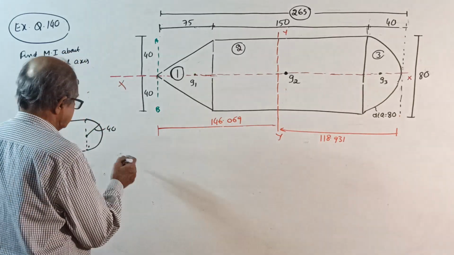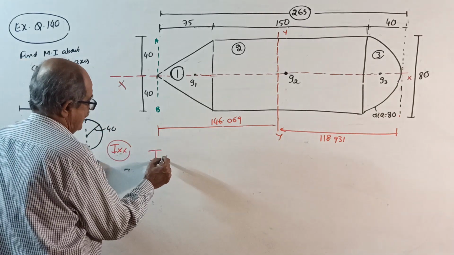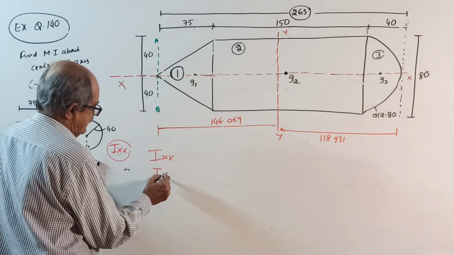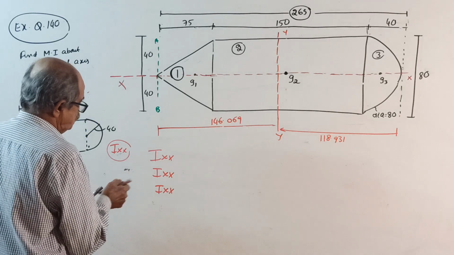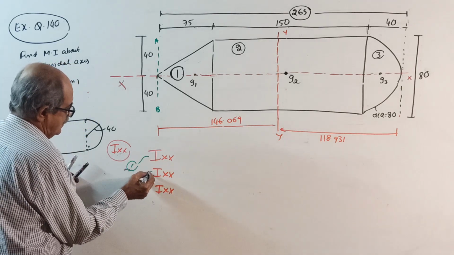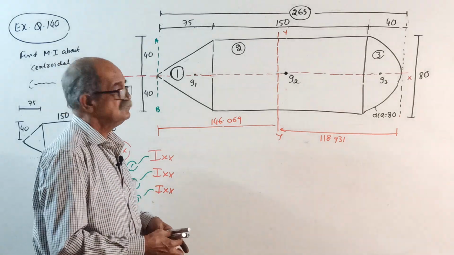Okay, first IXX. IXX for 1, IXX for 2, IXX for 3. You should write correctly. This is for 1, this is for 2, this is for 3. Lastly, what to do, I won't tell. Okay, start.